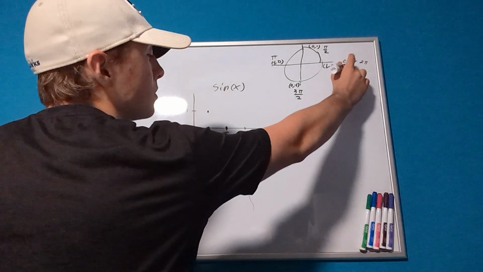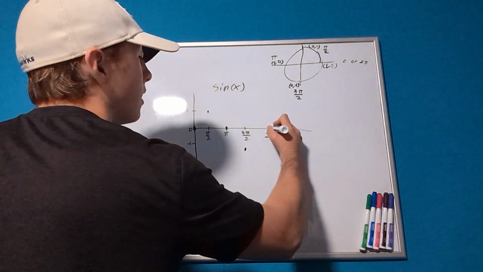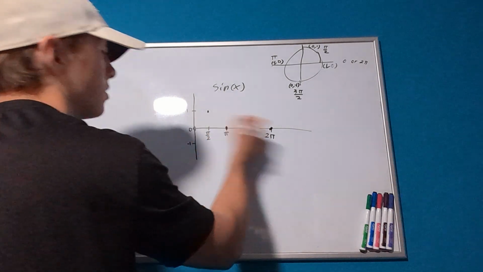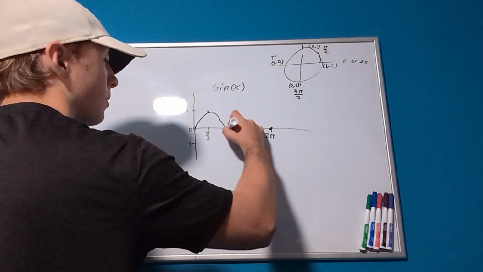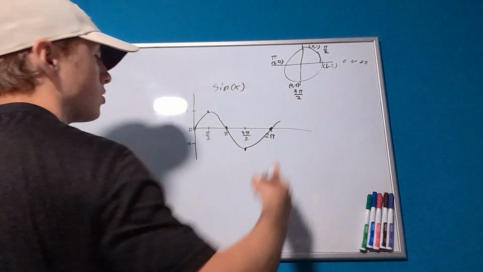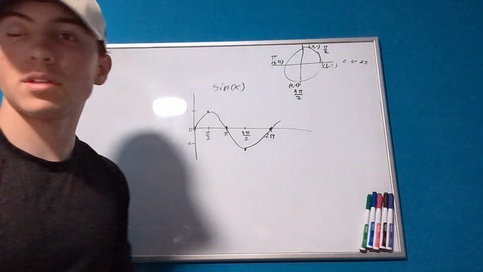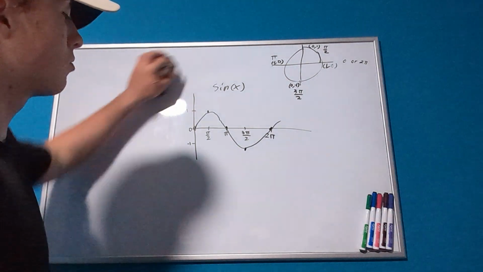Then let's move back up to 2 pi or 0, and it should always be the same as it was at 0 because they're equal to each other. So I'll try my best to draw this. That will continue to cycle. Now let's do cosine.